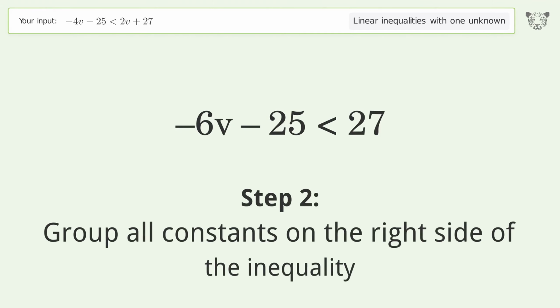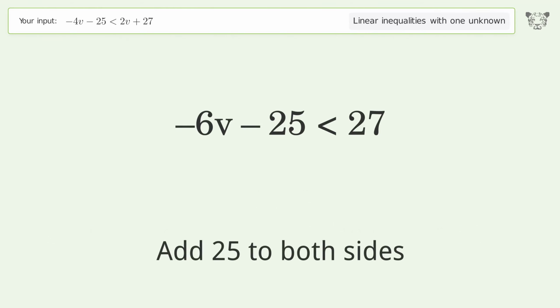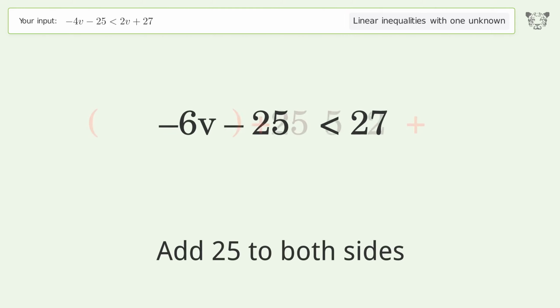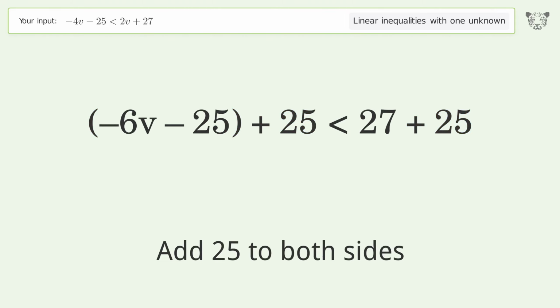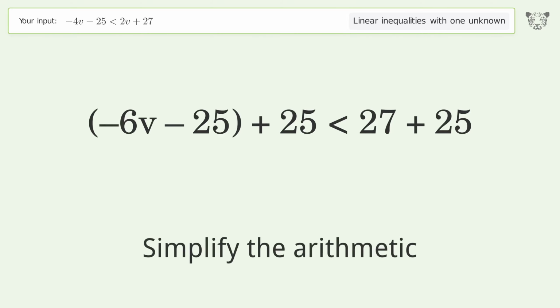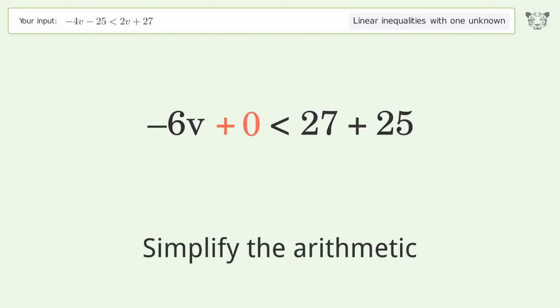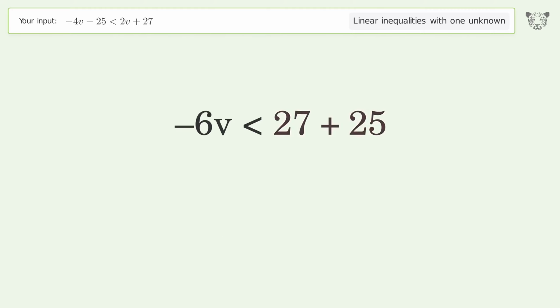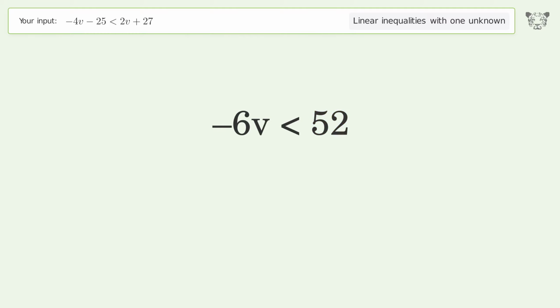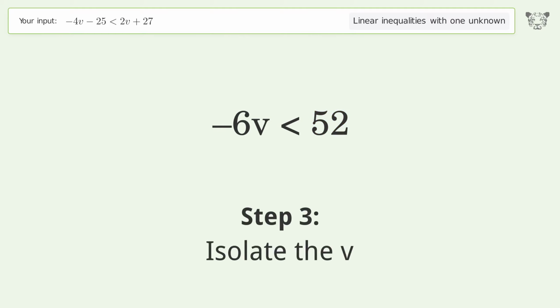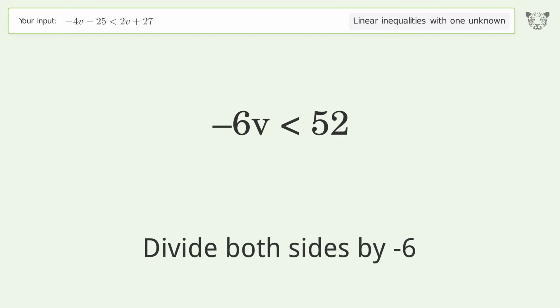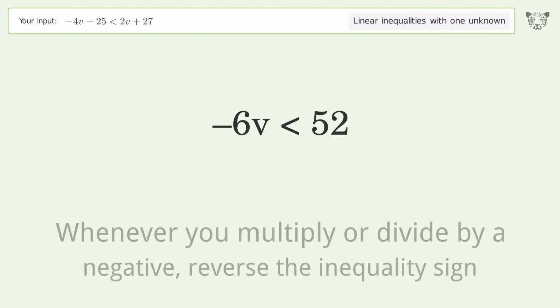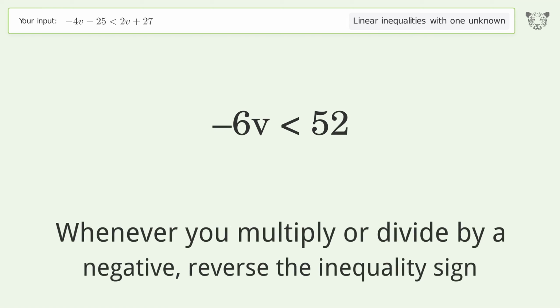Group all constants on the right side of the inequality. Add 25 to both sides. Simplify the arithmetic. Isolate the v. Divide both sides by -6. Whenever you multiply or divide by a negative, reverse the inequality sign.